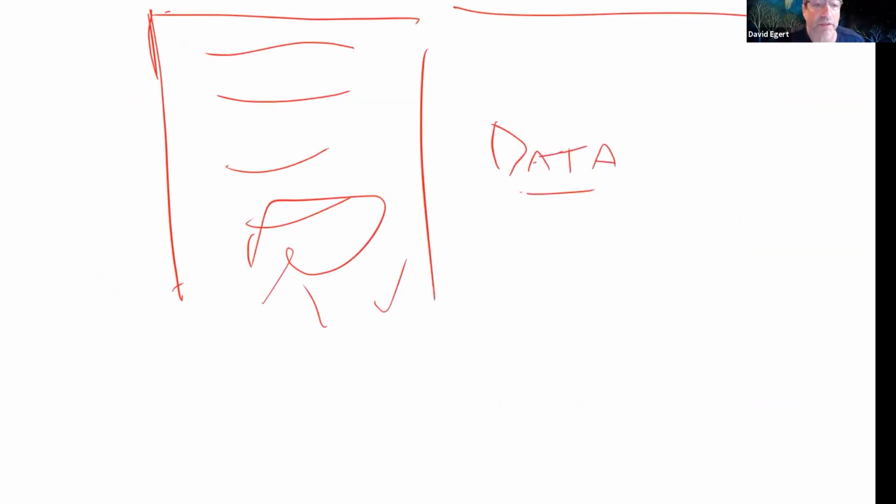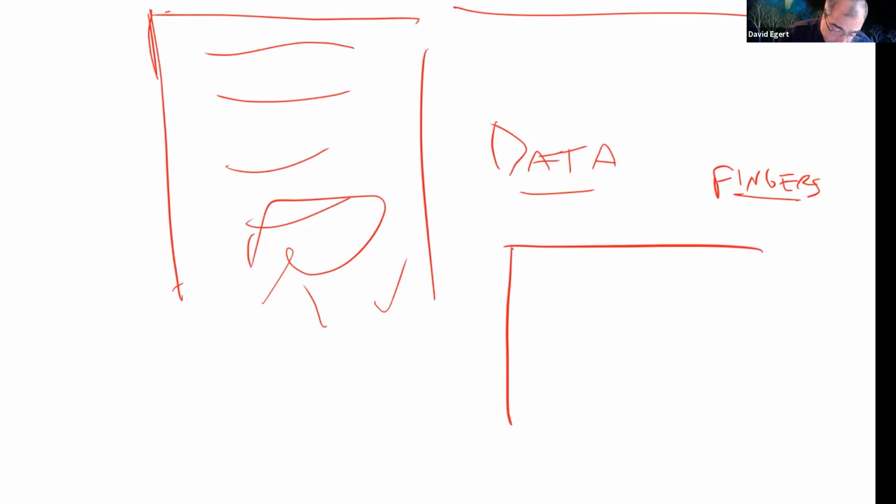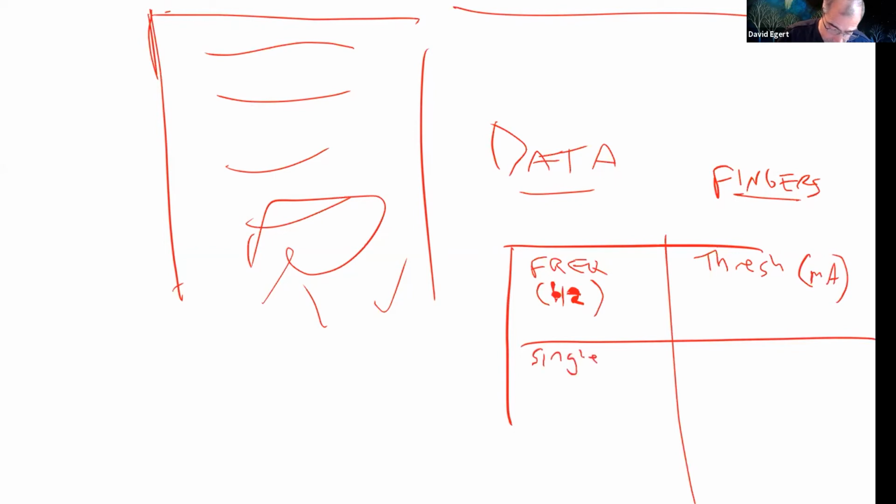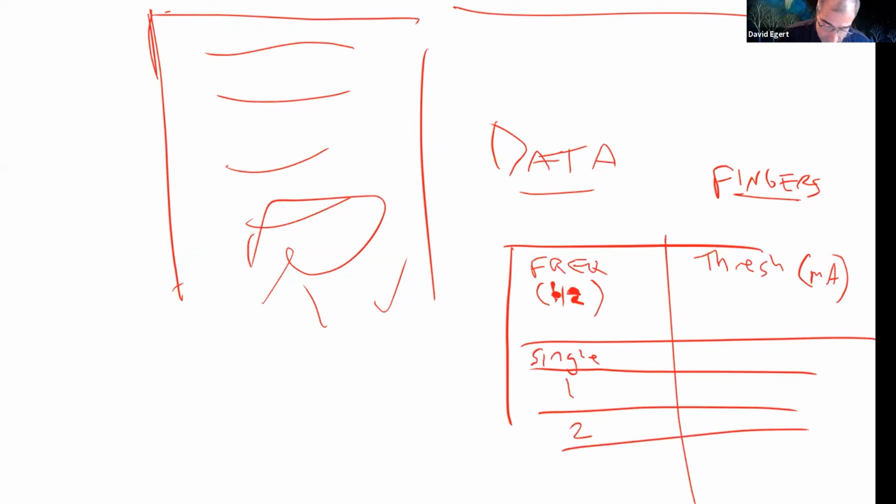The data that we're going to be doing together is in the fingers. So what I would like everybody to do is get ready to record data. It's going to be from me, but it's something we're going to watch together. You're going to want to make some kind of a chart. It's going to be the frequency and the threshold. The units for frequency are going to be hertz. Units for threshold are going to be milliamps. It's how many milliamps. That's just going to be frequency. The first one isn't actually a real one. It's just a single. Then it's going to be 1 hertz, 2 hertz. You're just going to want to have a little chart.